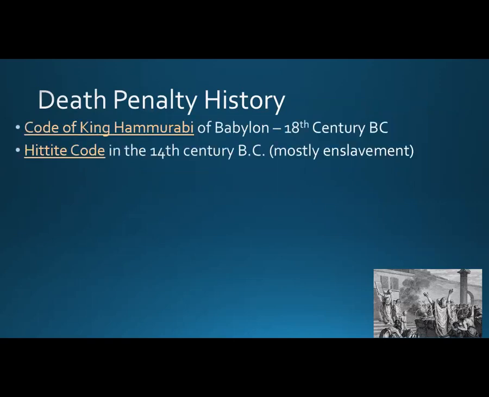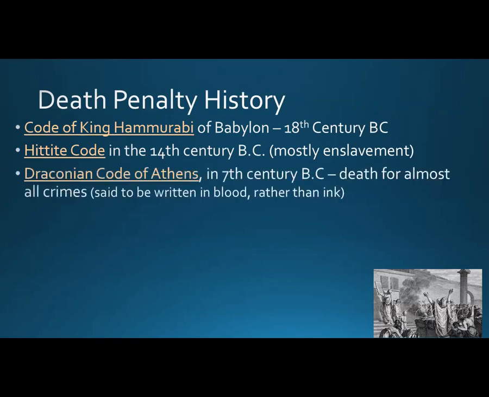So then the next recorded was the Hittite Code in the 14th century BC, and they basically did away with the death penalty, and mostly used enslavement of prisoners. The Draconian Code of Athens was pretty bad. The 17th century, death for almost everything, and some sources say the death sentences were written in blood rather than ink, and that's where we get the word draconian.